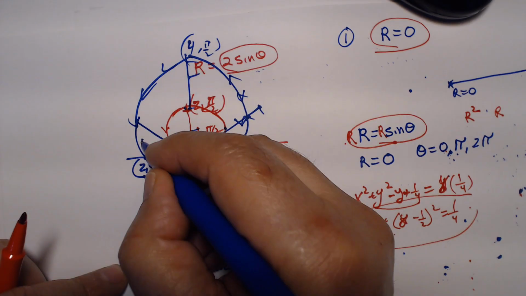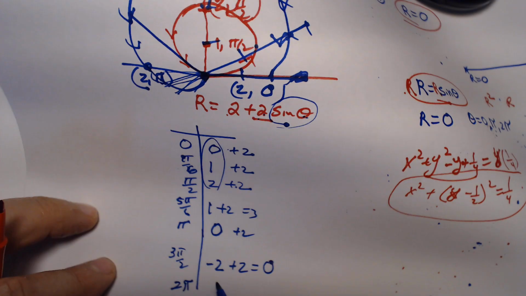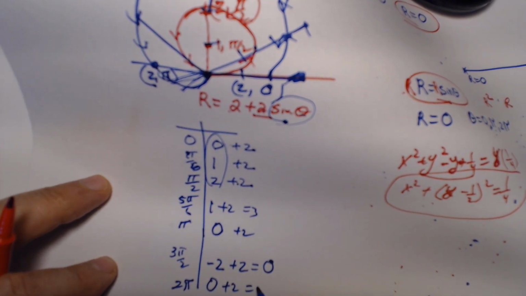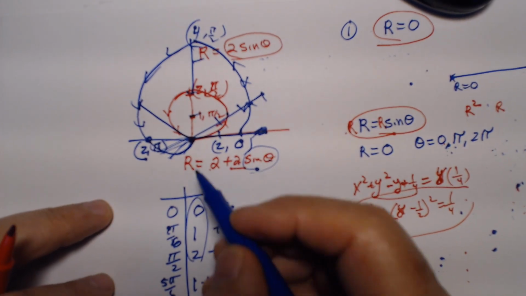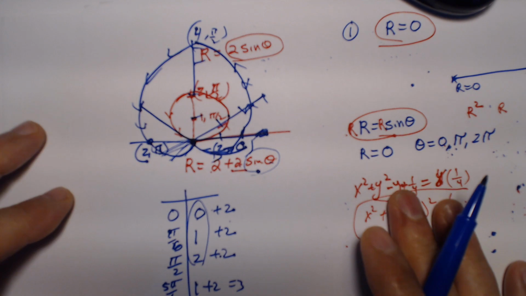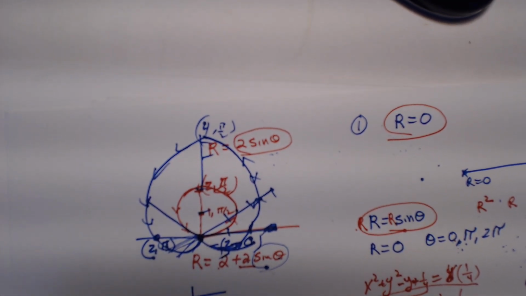These are my trace. But what happens if it becomes 2 pi? Sin of 2 pi is 0 plus 2 is a 2. It comes back to where it starts. Therefore, that is how you graph a polar graph.